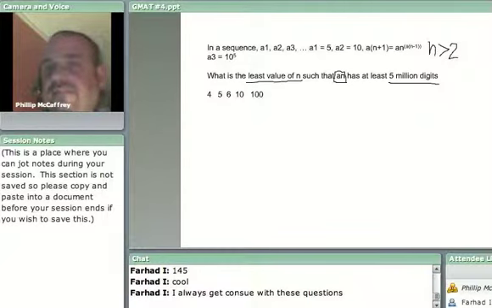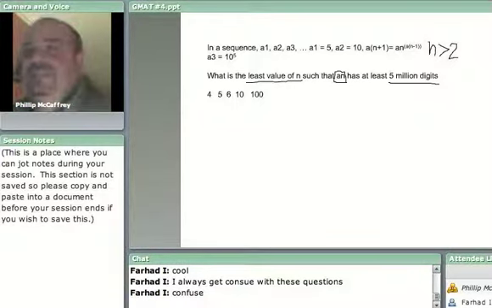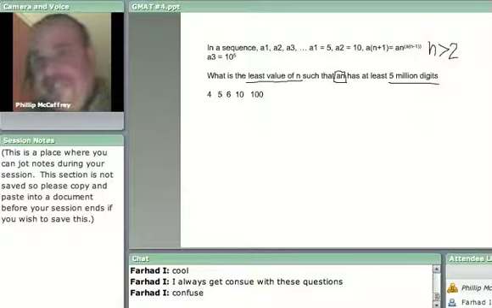Yeah, I got confused on that one. Don't worry, I got it. Get confused on these ones. Well, that's why I put it in. Us math teachers love to confuse people.